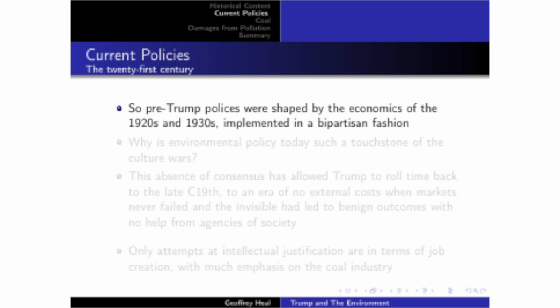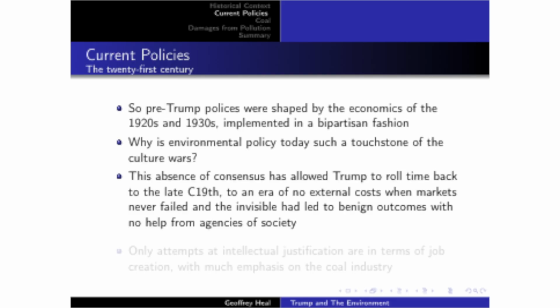Now today, environmental issues are a touchstone of the culture wars. You can tell everything about a person's lifestyle and their political beliefs by their environmental position. That was clearly not true in the 60s and 70s, and I'd like to understand much better why that's happened. I've written a little bit about this and thought about it a bit, but I'm far from convinced that I really understand it.